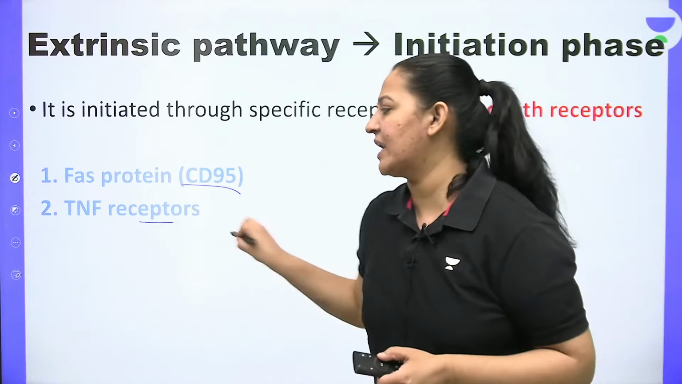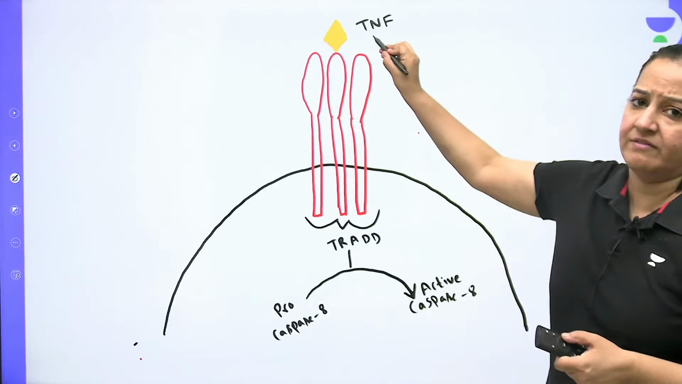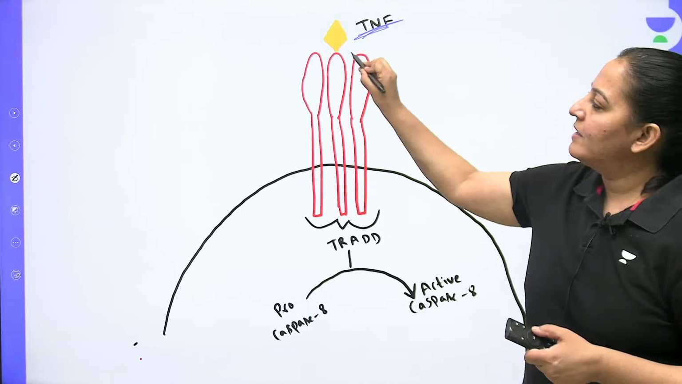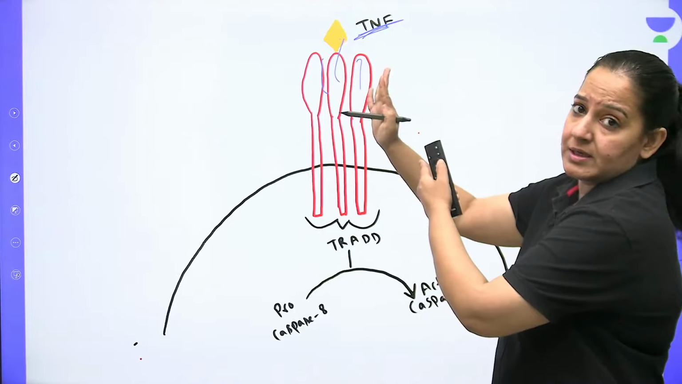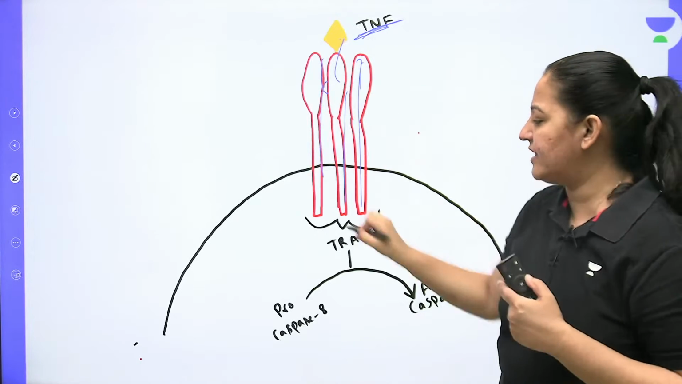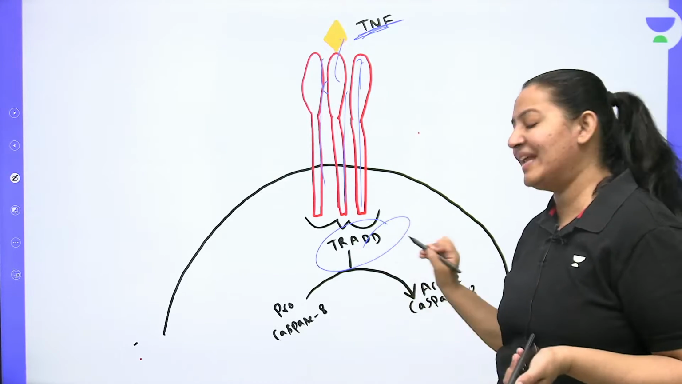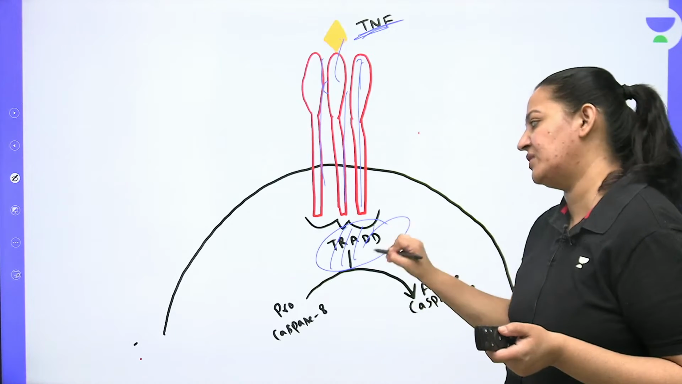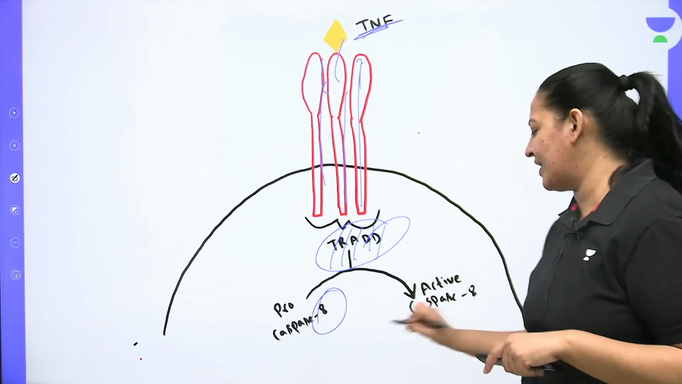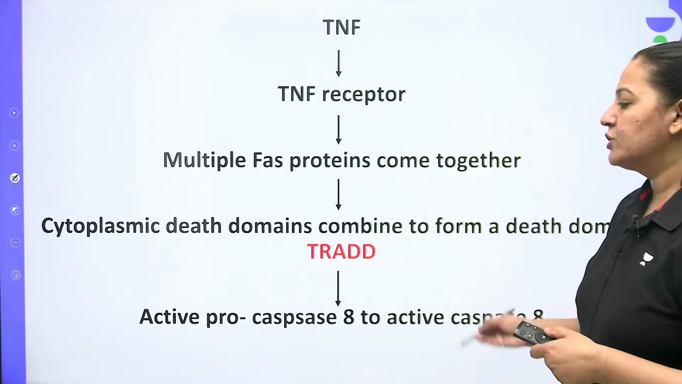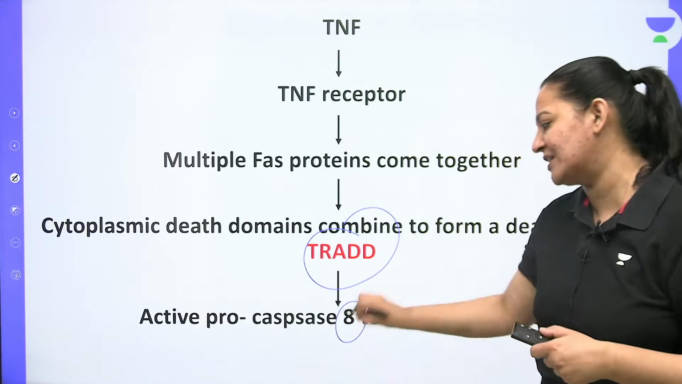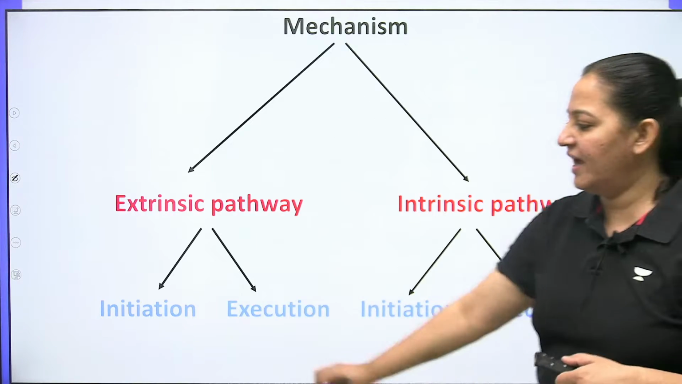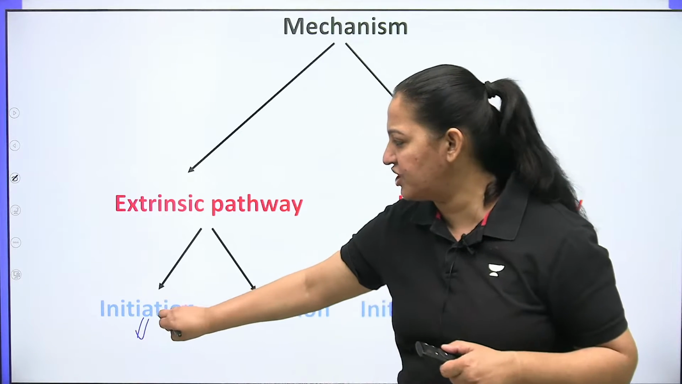Instead of FAS, it can be TNF. The same I can show with TNF. So the TNF ligand will come and bind with the TNF receptor. Multiple TNF receptors will come closer and they will form a domain. The name of the domain here is TRADD, TNF receptor associated death domain. The ultimate result is the same: procaspase 8 converts into active caspase 8. So whether it is FAS or TRADD, the ultimate result is procaspase 8 to active caspase 8. So here I am ending the story of the initiation phase of extrinsic.